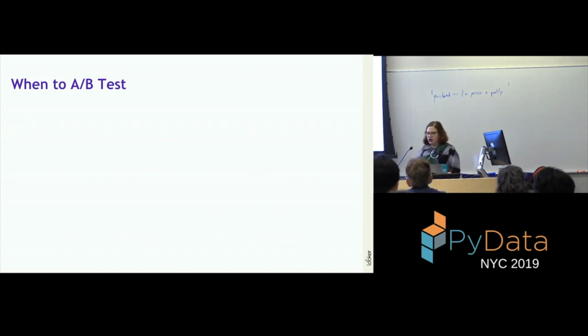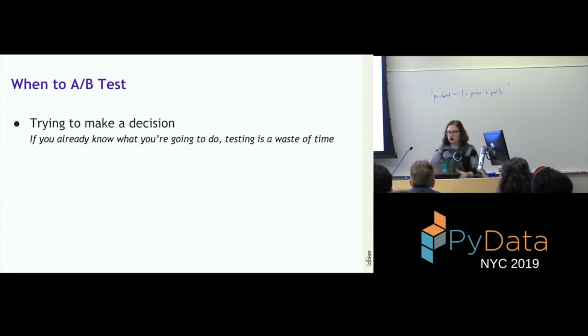But what's really important is to figure out when it's actually appropriate to conduct one. It's very trendy to A/B test everything, but it's not always appropriate. So the first thing that you need to establish in order to do an A/B test is that you're actually trying to make a decision. This might seem obvious, but it's actually not. A lot of times when people are A/B testing, they've already decided that they want to go with version B, and they kind of just want proof that B was a good idea. They're kind of trying to cover themselves with their bosses.